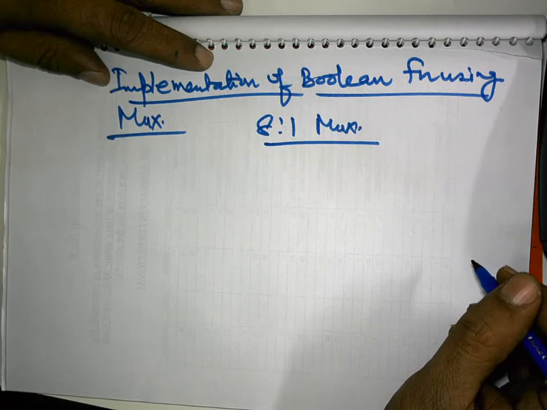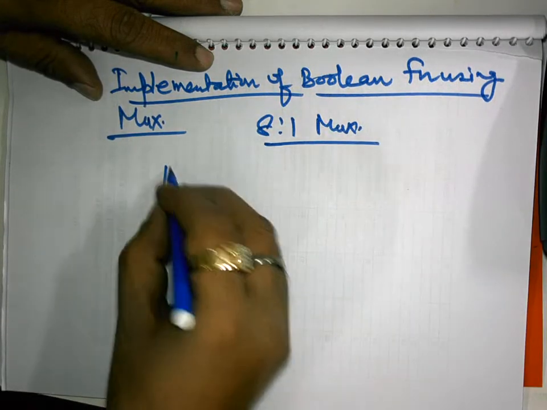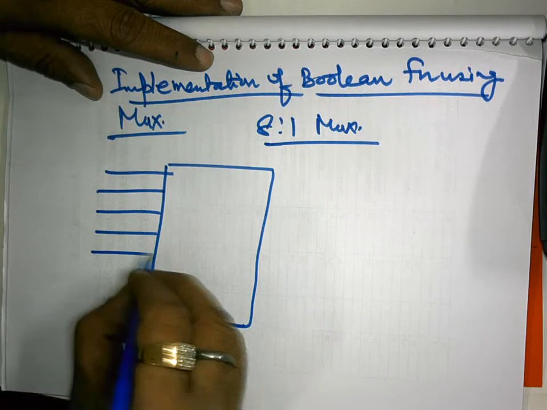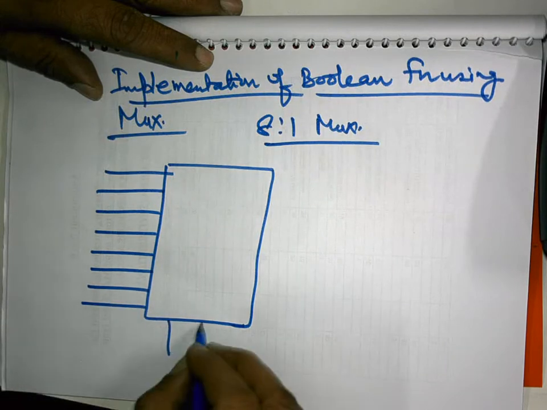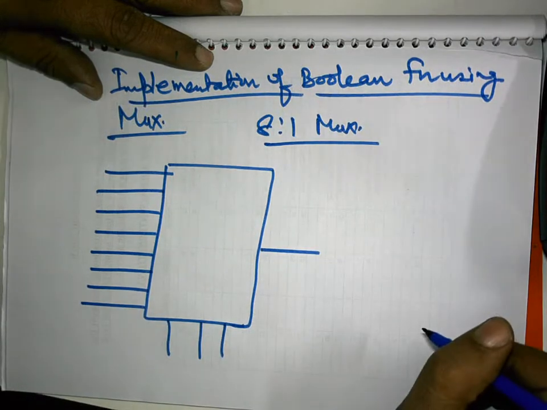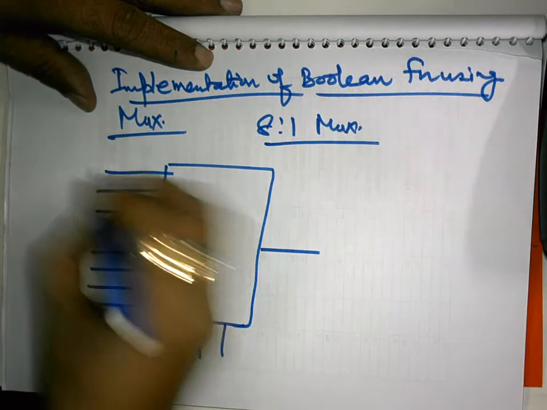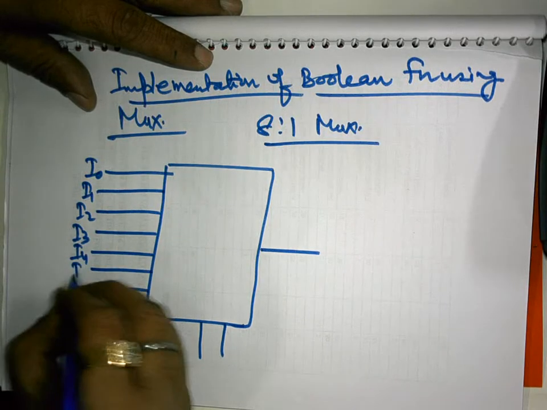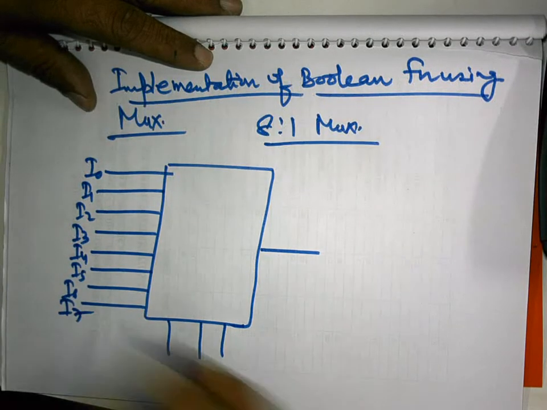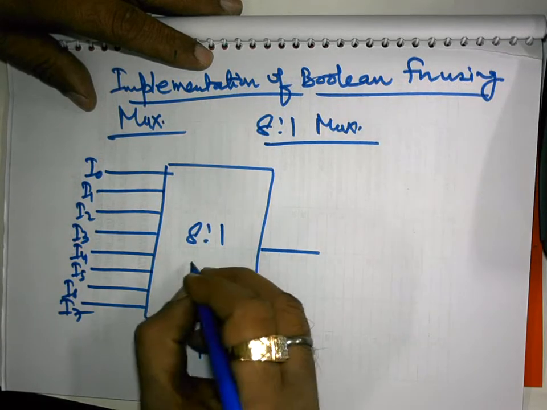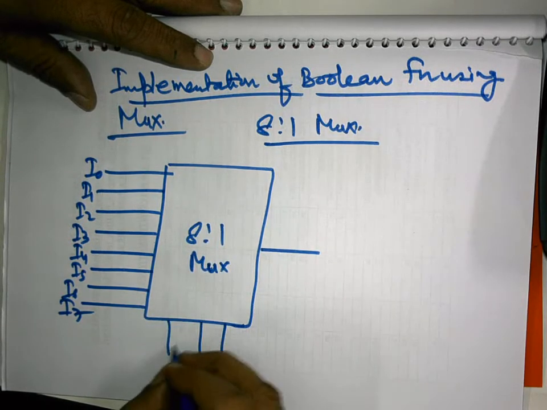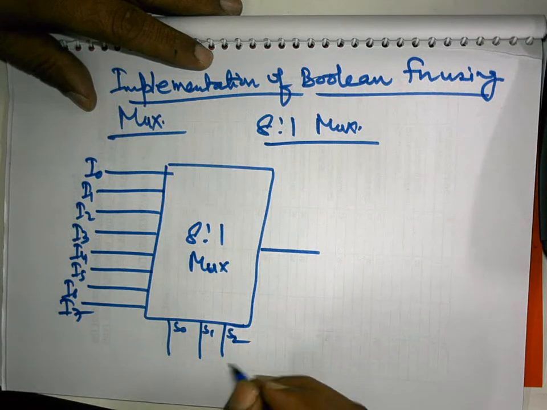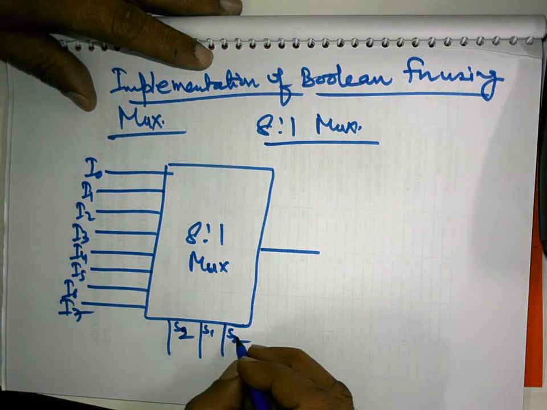Okay. So when I am saying 8:1 mux, there are 8 input lines and 3 select lines and 1 output line. Inputs are I0, I1, I2, I3, I4, I5, I6 and I7. This is the 8:1 mux. And the select inputs are S0, S1, S2, or you connect it in reverse order. S0 should be here.